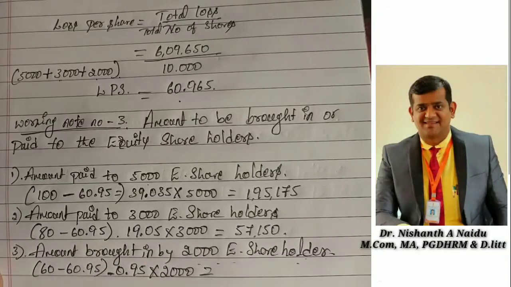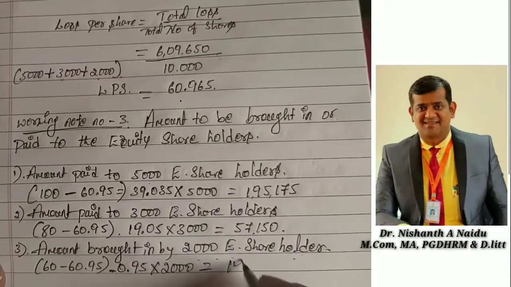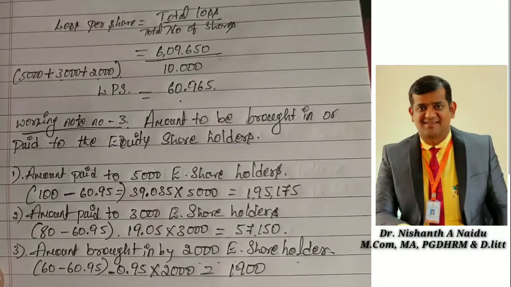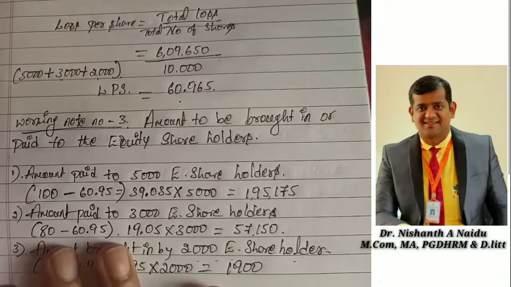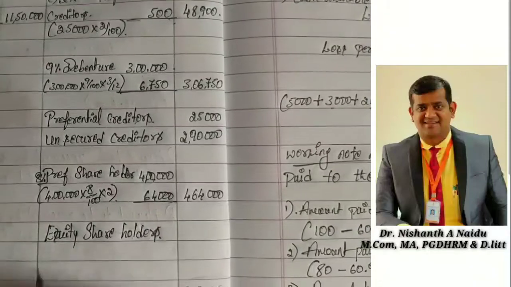So calculate 0.95 into 2,000. That is 1,900 rupees. They are supposed to bring 1,900 rupees. Okay. So now, under the two equity shareholders, I am going to write the first one.